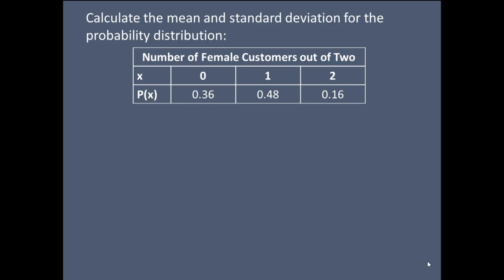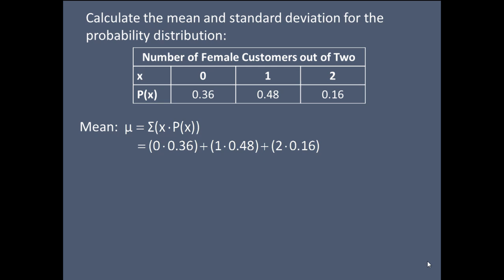So going back to the probability distribution that we created, and now we want to calculate the mean and standard deviation for this probability distribution. Well, if we look at our formula for the mean, the sum of each value for the random variable times its probability. So we take the possible outcome 0 times its probability 0.36, plus the possible outcome 1 times its probability of 0.48, plus the possible outcome 2 times its associated probability. And again, following the rules of BEDMAS, the multiplication inside the brackets first, and then taking the sum. What we should find is that we have a mean of 0.8.